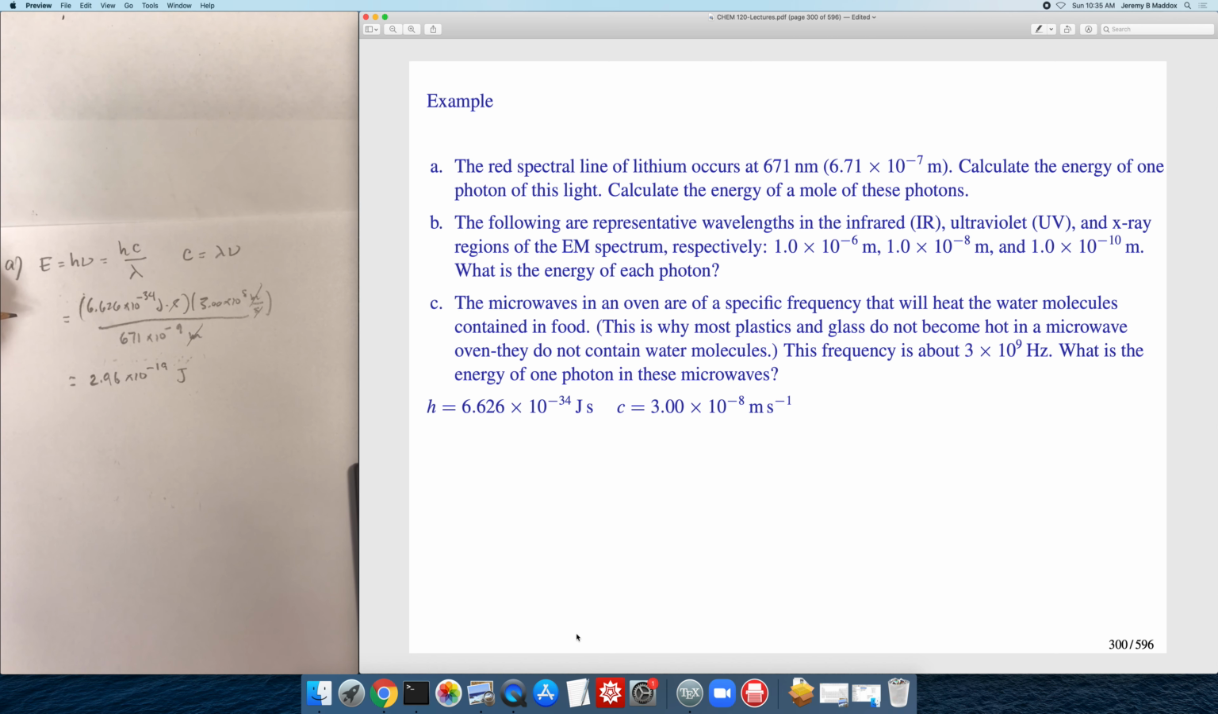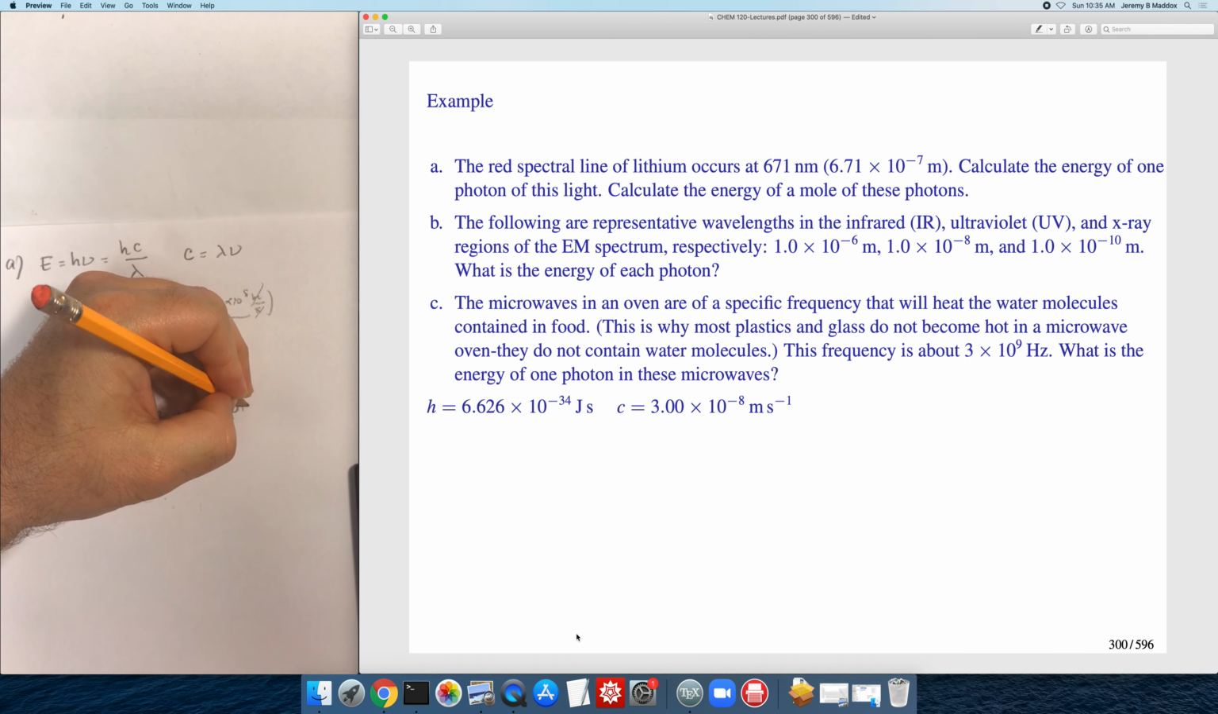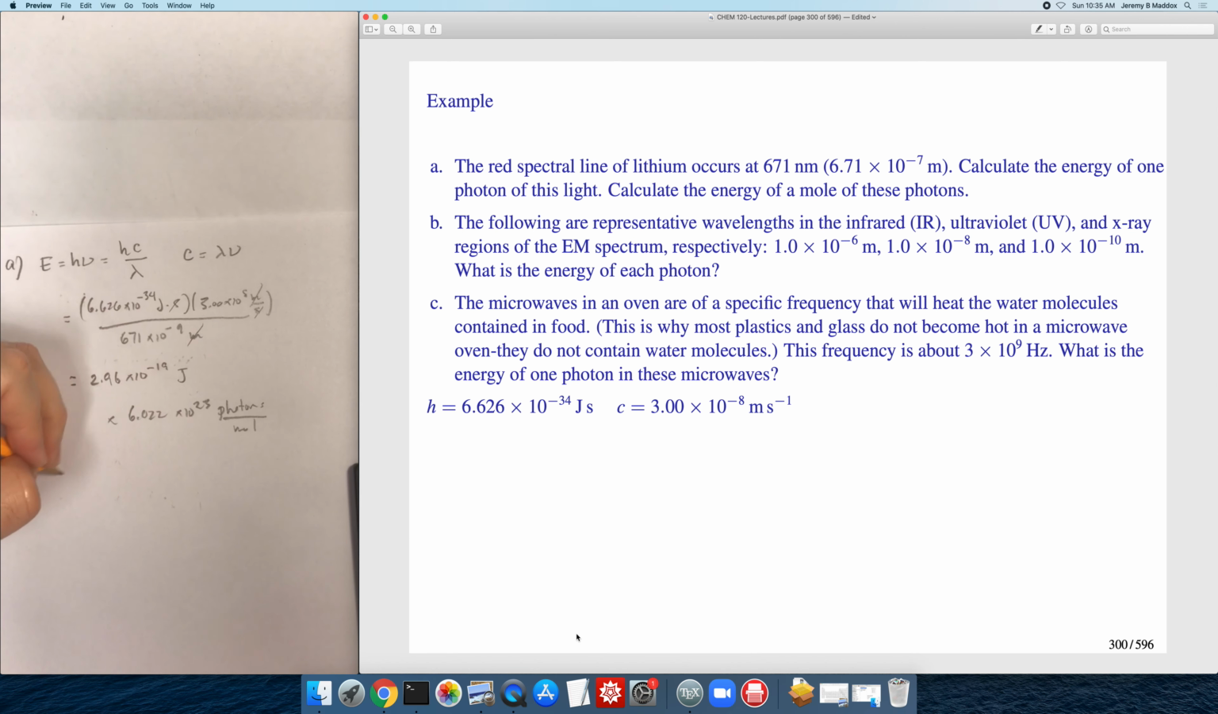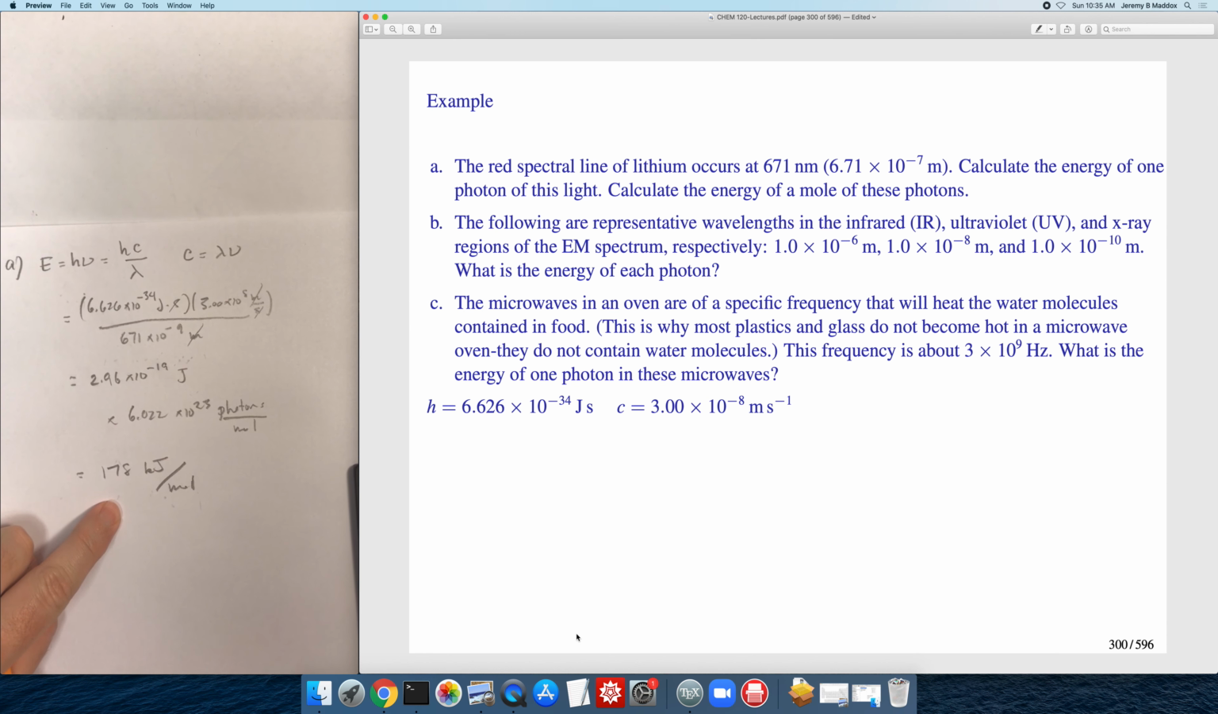What about a mole of photons? What we'll do is we'll multiply that by Avogadro's number, 6.022 times 10 to the 23 photons per mole of photons. And we're going to get a much larger number. Here I'm getting 178 kilojoules per mole. Okay, and that's macroscopically observable. That's comparable to the energy changes that you would observe in a chemical reaction. Okay, so that's a significant amount of energy when you think about a mole of photons.